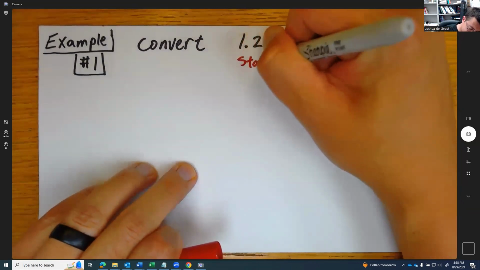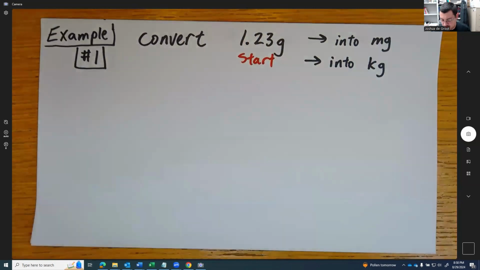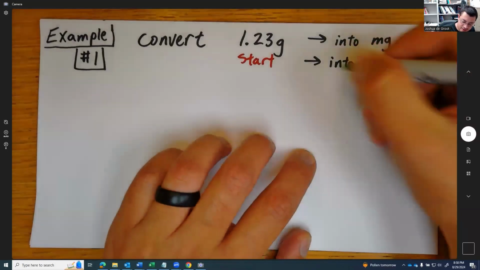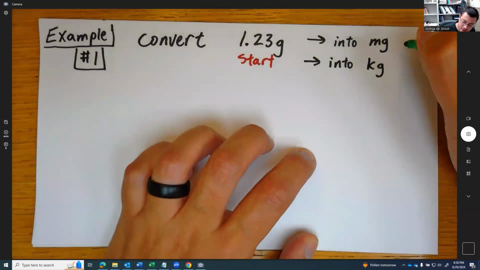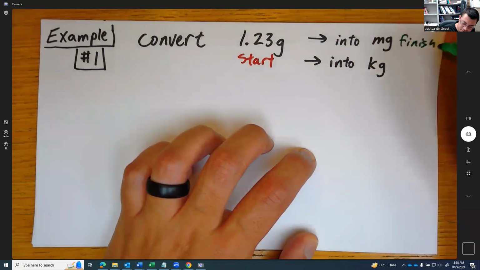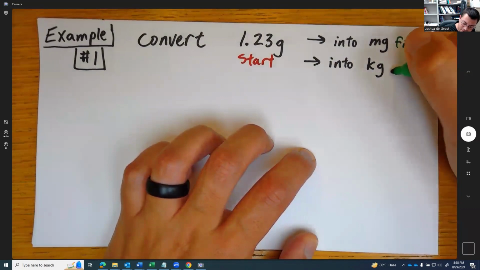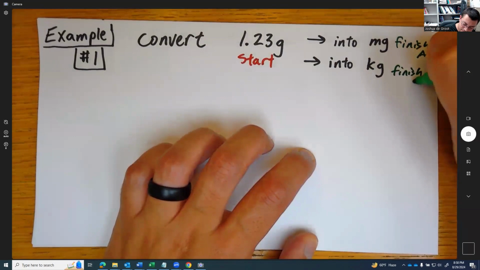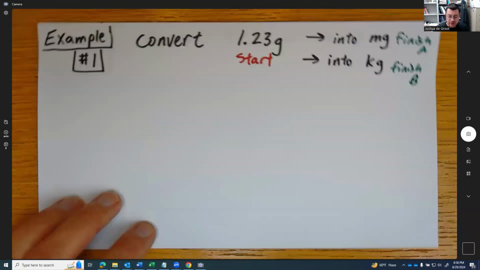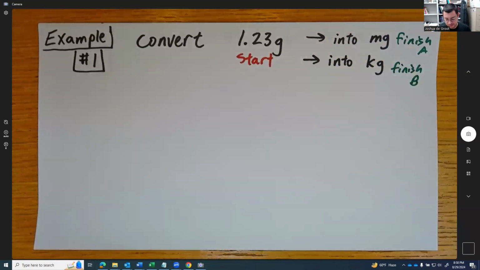And don't be afraid to mark up your sheet with all sorts of notes. Colors, shapes, maybe in an exam environment they don't allow you to bring in a bunch of colored pens, but at least for organizing your thoughts, it's not a bad idea. That's our start, and then that's going to be our finish. We'll call that part A, and then we'll call this part B. All right, let's start with the milligrams one, part A.